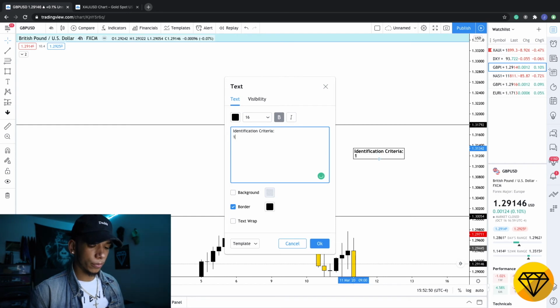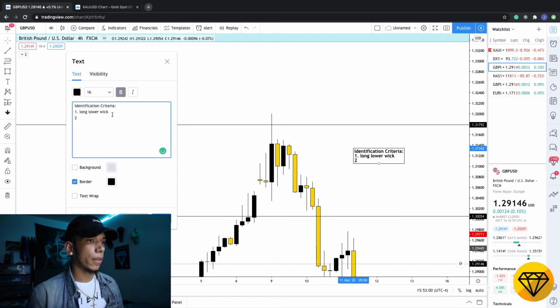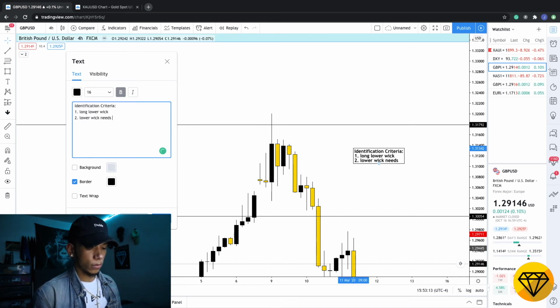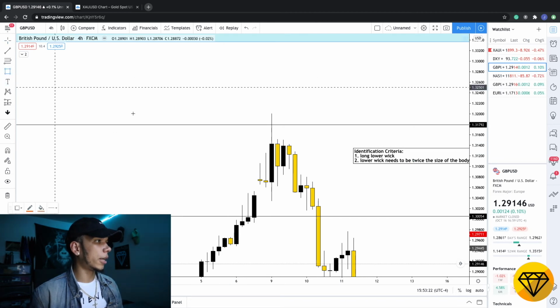Number one, long lower wick, right? Number two, the wick needs to be twice the size of the body. Okay? Now let's measure that out.